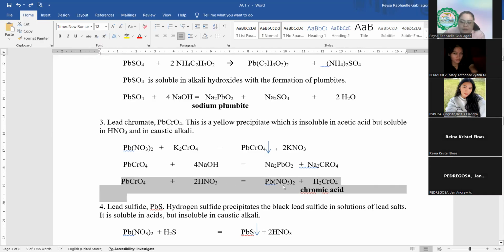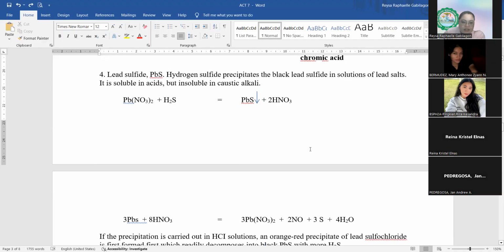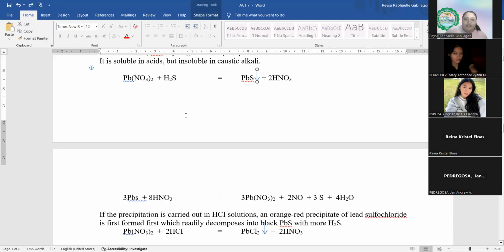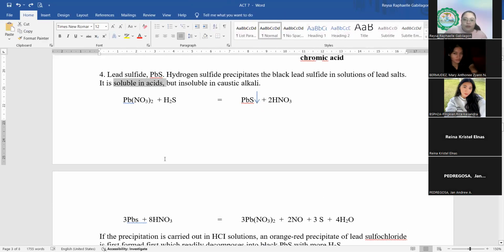It's still soluble. You will get the lead nitrate and then the chromic acid. So, walang precipitate dyan. Now, another compound for lead is the lead sulfide. So, makukuha natin ito by reacting the lead nitrate and the hydrogen sulfide. Makukuha natin si lead sulfide, which is color black. Okay, it's color black. It's soluble in acid.